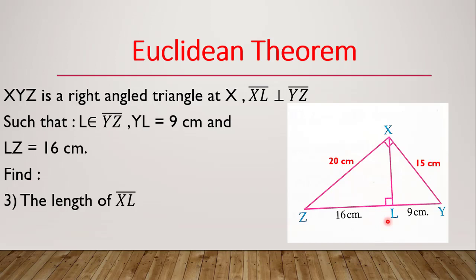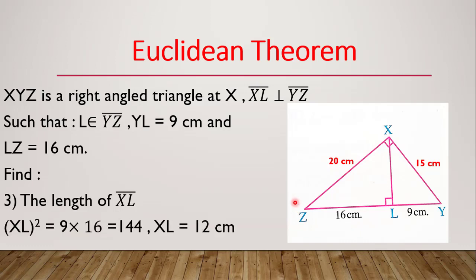Finally, I want to get the length of XL. XL is drawn perpendicular to the hypotenuse. So I can get the length of XL in two ways. XL power 2 equals 9 multiplied by 16. This is the first way. XL equals 12 centimeters. Also, I can use the other rule, that XL equals XY multiplied by XZ over ZY. I'll get the same answer in the two methods.